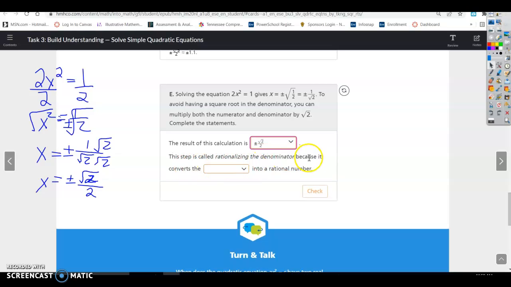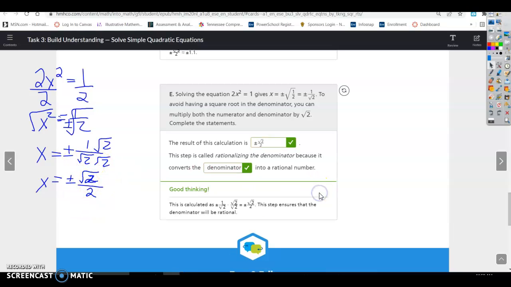All right, so the result of this calculation is the square root of 2 over 2. This step is called rationalizing the denominator because it converts the denominator to a rational number. 2 is a rational number. So we took this irrational number, multiplied by itself, so we squared it, and that made it a rational number. And that is called rationalizing the denominator. And that's something you will be asked to do often as well.